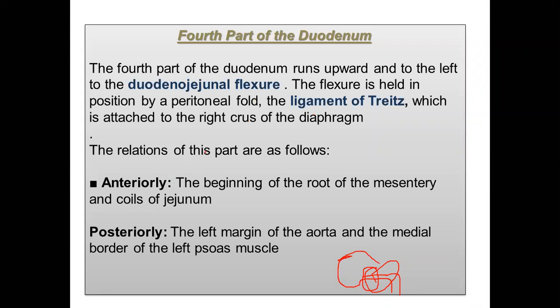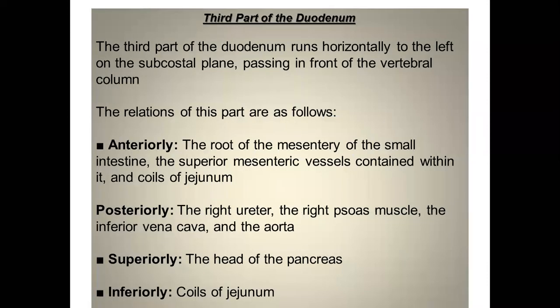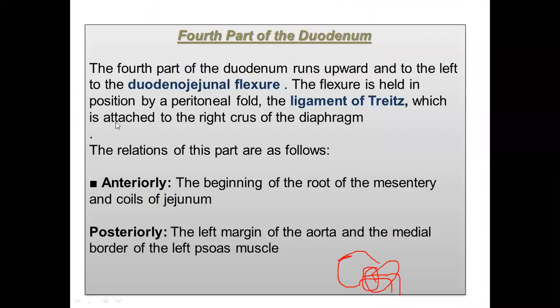Now coming to the relationships, anteriorly we have the beginning of the root of the mesentery of the small intestine, which contains the superior mesenteric vessels and the coils of jejunum. The anterior relationship of the third and the fourth part is the same, so you don't need to memorize it. And posteriorly, we have the left margin of the aorta and the medial border of the left psoas muscle. They all come in the posterior relationship of the fourth part of the duodenum.